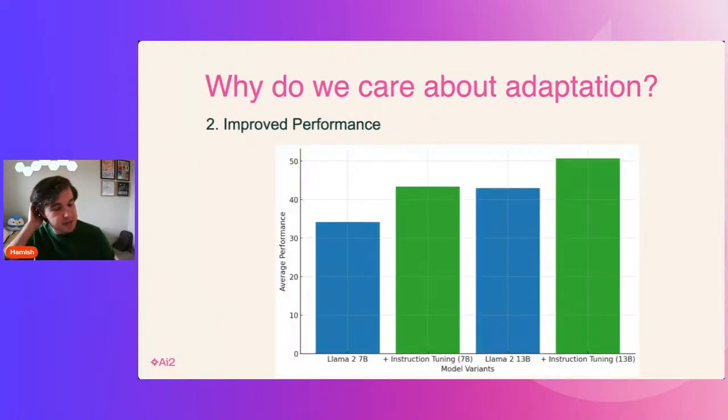Similarly, adapting models, partly because of this ease of use and also for other reasons, lets us get more performance out of these models. So if I take Llama 2 7B and do some instruction tuning on it, then its performance can reach almost the level of Llama 2 13B out of the box. And likewise, if I then instruction tune Llama 2 13B, it also improves significantly. And this is generally the case across all sorts of model sizes and different model families.